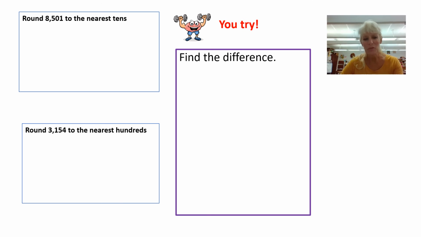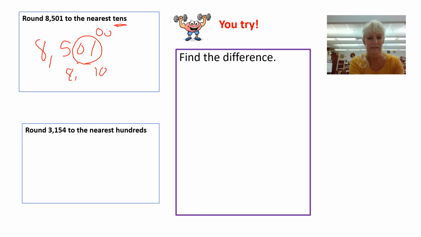All right, we've got another one. So pause the video, try this one out. Okay, did you look for tens here? 8,501. Now this was tricky because this is the 10. You're trying to decide, is it closest to nothing or closest to a 10? And I found that it's actually closest to 8,500 because it's really only one away from that.